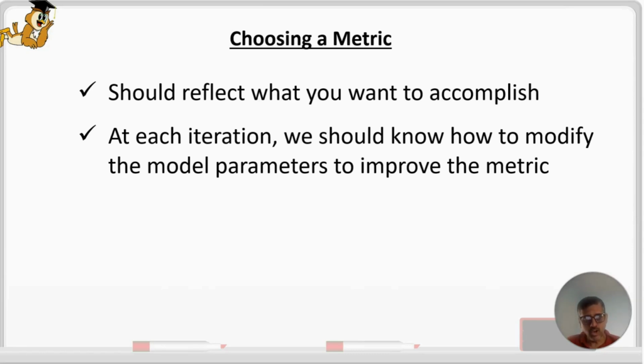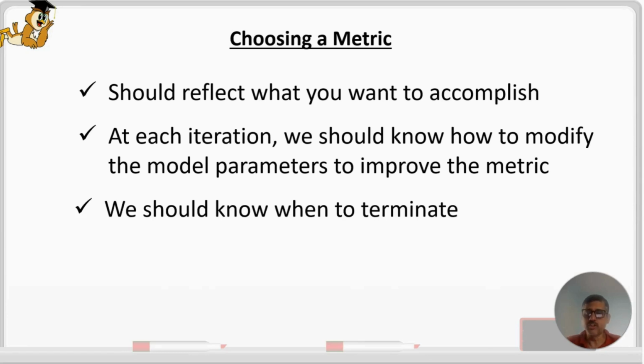So your metric should be such that at every iteration, you should know exactly what to do, exactly how to modify your model parameters or weights so that the metric is improved in the next step. Because unless you are guaranteed of that improvement in your metric from step to step, you are not going to be making any progress at all. So your metric should be such that at each iteration, you should know how to modify the model parameters to improve the metric. Number three, we should know when to terminate.